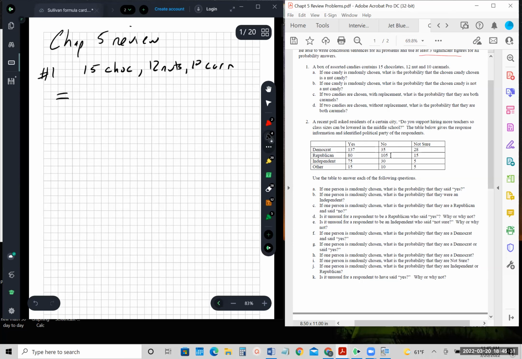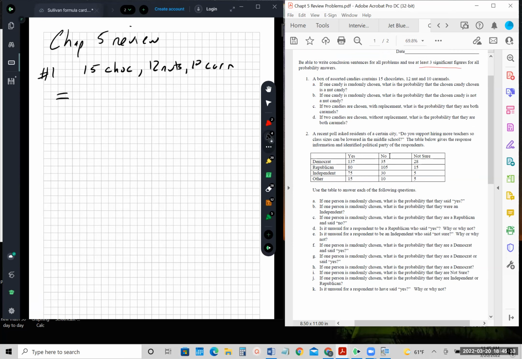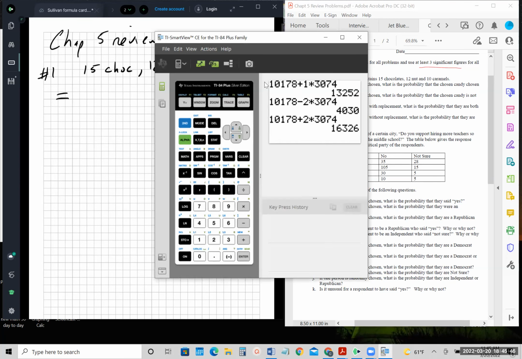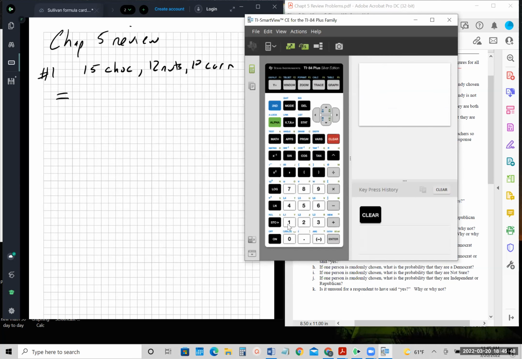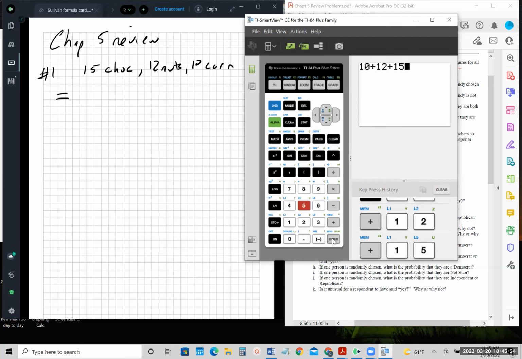All right, so we're going to try to do the review of chapter 5 here. The first question says use 3 significant figures, and it says a box contains 15 chocolates, 12 nut, and 10 caramels. So the one thing we're going to need if this is a probability question is to add those up. I would just do my 10 plus 12 plus 15, and I get a total of 37.